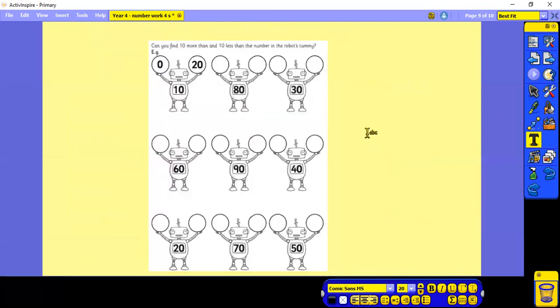So the last activity is, again, using our 100 square to find 10 more and 10 less. So you're going to look at the robot's tummy and you have to find 10 less and 10 more. Have a try now.